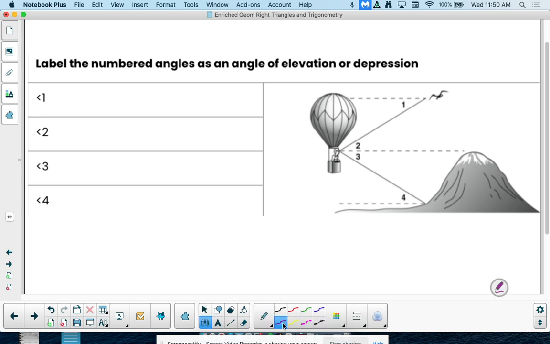Okay, what did you guys put for angle 1? I'm just going to abbreviate and put a D. What about angle 2? Elevation. Angle 3. And angle 4. Thanks, Linda. Are we okay there?